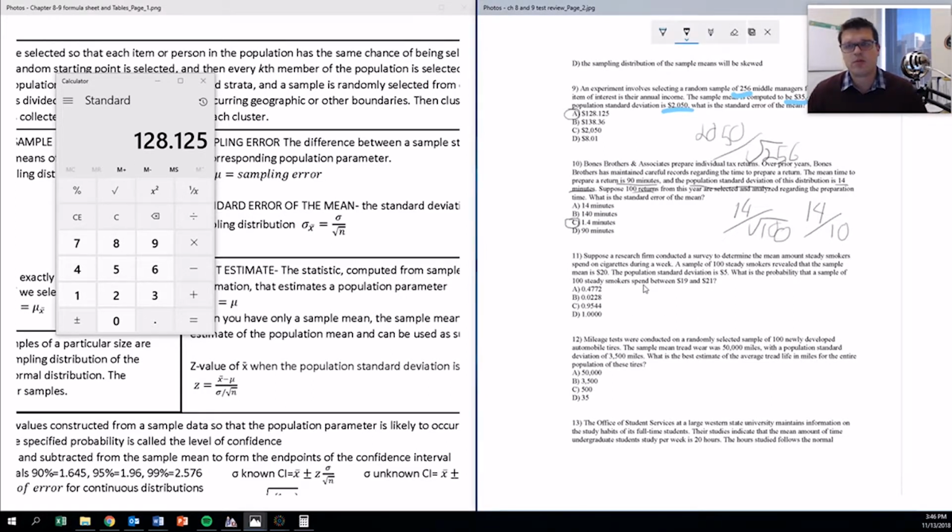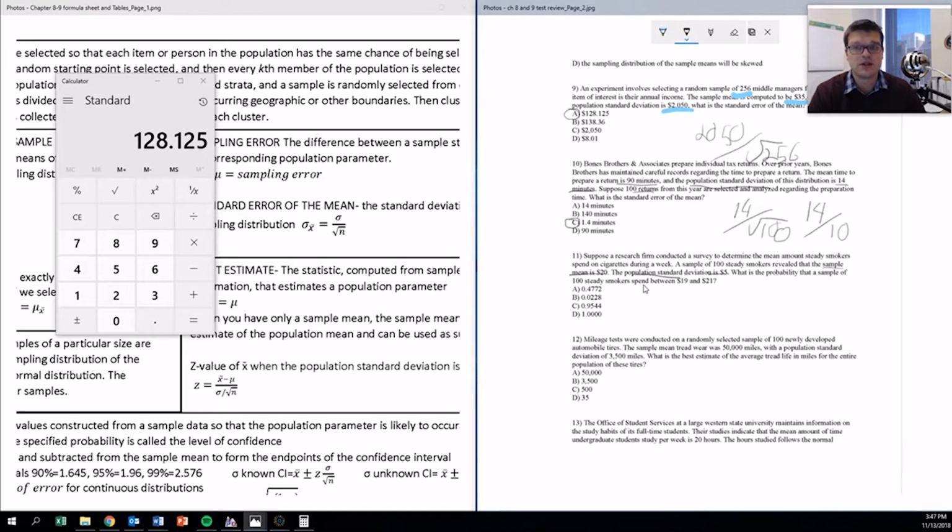Next, suppose a research firm conducted a survey to determine the mean amount steady smokers spent on cigarettes during a week. A sample of 100 steady smokers revealed the sample mean is 20. So right here we've got a sample mean of 20. The population standard deviation is 5. Now notice the population standard deviation. When we were talking about those two distributions, this is the population distribution, the population standard deviation, not the distribution of the sampling means.